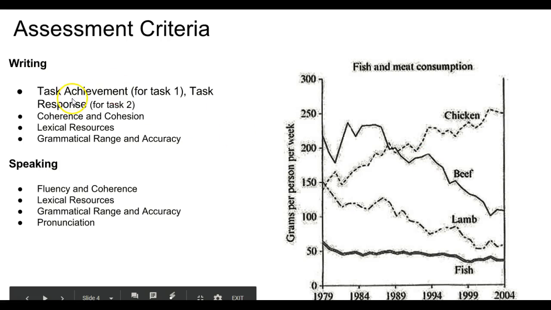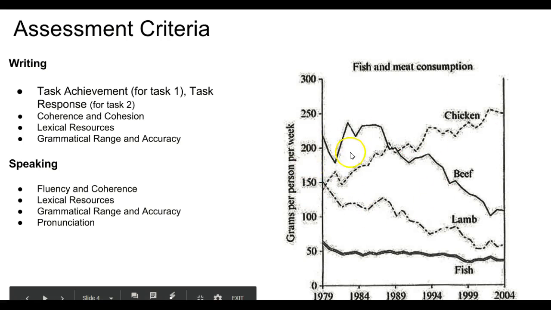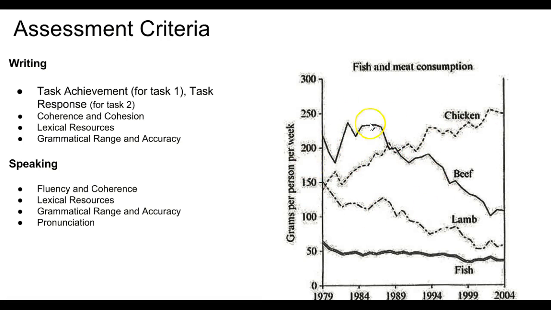So basically, if you want to get a 9 on this, on the first category, you have to complete the task. You have to report on all the important information in the diagram or chart that you have.